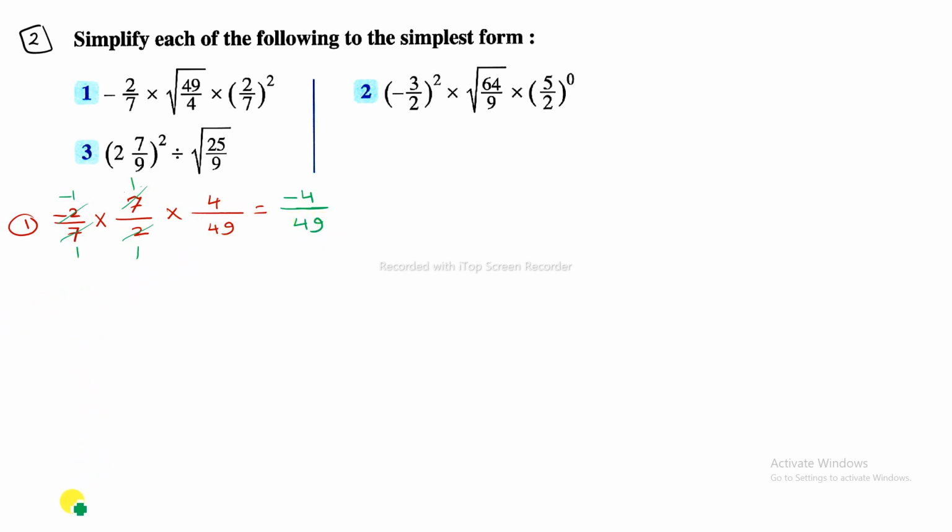Let's come to number 2. Here negative 3 over 2 to the power of 2. Here the power is even, so we remove the negative. 3 power 2 is equal to 9, 2 power 2 is equal to 4, multiplied by square root 64, which is 8, square root 9 is 3, times 5 over 2 to the power 0 is equal to 1. Any number to the power 0 is equal to 1, except 0 of course. We will simplify.